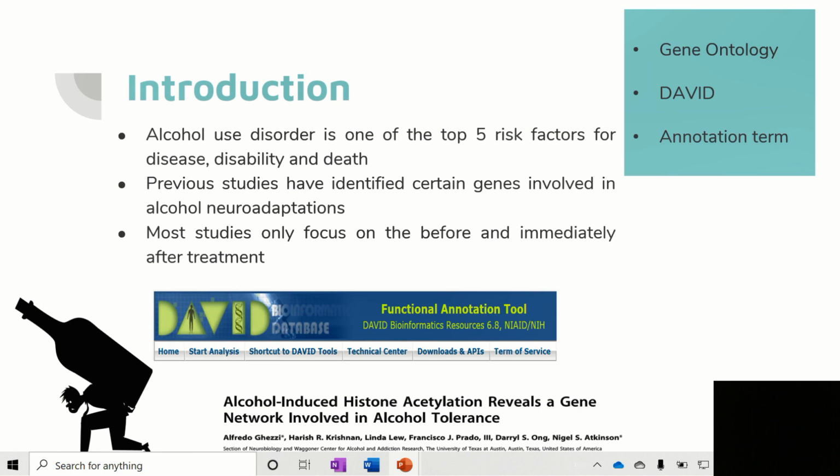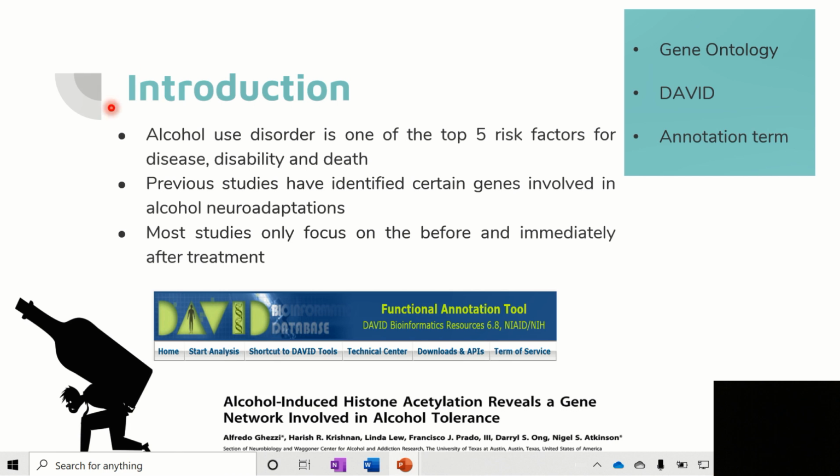For those of you that aren't familiar with the term gene ontology, it's a structured, controlled vocabulary for a classification of gene function at the molecular and cellular level. The main tool used in the analysis was DAVID, a web-based functional annotation tool. DAVID works by categorizing genes with annotation terms, in other words, by their biological function. And last but not least, what is an annotation term? It's a word or phrase that determines a certain biological function for a similar set of genes.